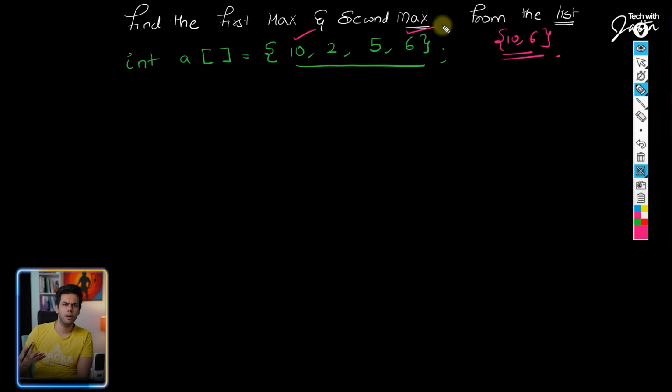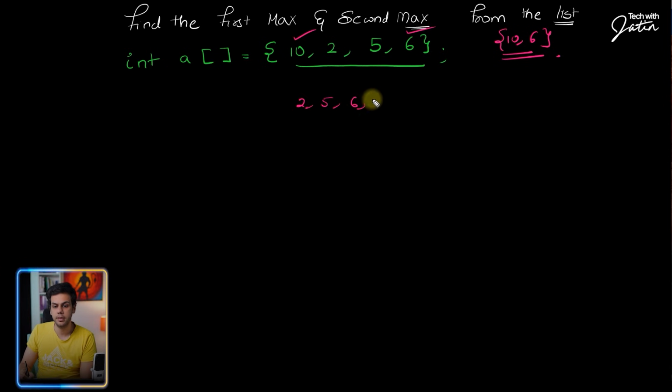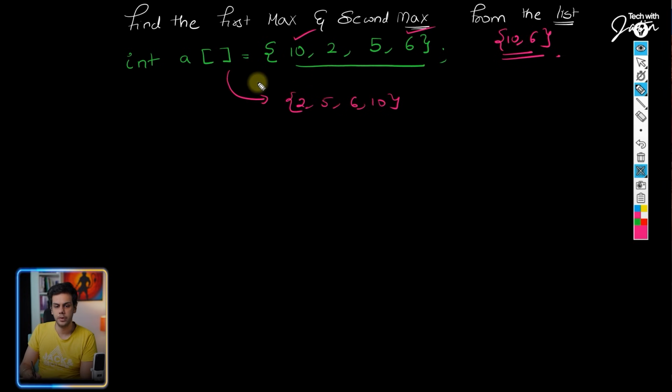Like, Jatin, very simple. Just sort this particular array. Either in ascending or descending, just sort it off. Let's sort it in ascending order: 2, 5, 6, 10. We do some kind of a sort and we get the elements like this, 2, 5, 6, 10. Now what you want? The largest. Largest is going to be the last element.